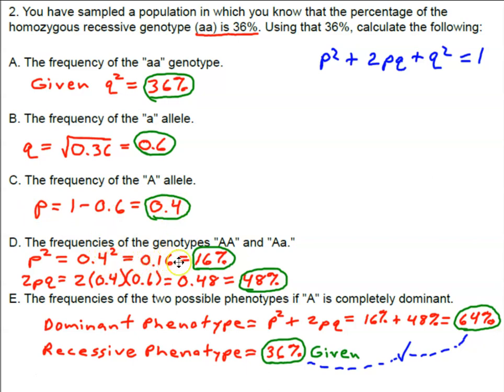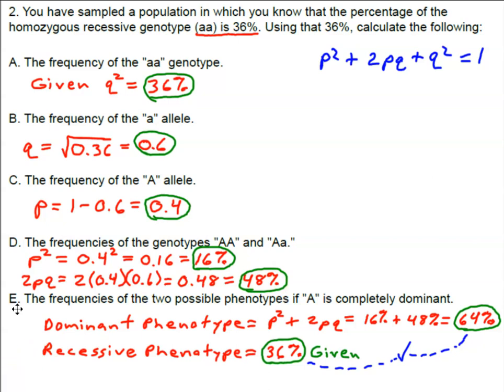And we want to turn that into a percentage. At least I like to turn it into a percentage because I like to represent genotypic frequencies and phenotypic frequencies as percentages. So the genotypic frequency of the homozygous dominants is 16%. Likewise, we can just plug in P and Q into the 2PQ term of the equation. And P is 0.4, Q is 0.6, so it's 2 times 0.4 times 0.6, which is 0.48. And then we multiply by 100 and we get 48%.